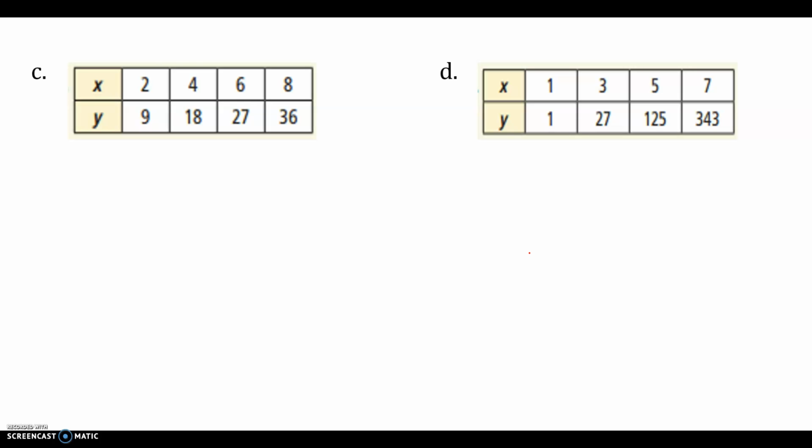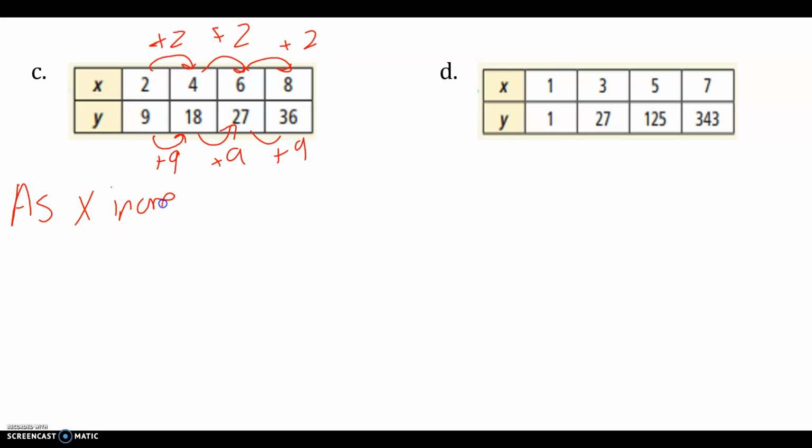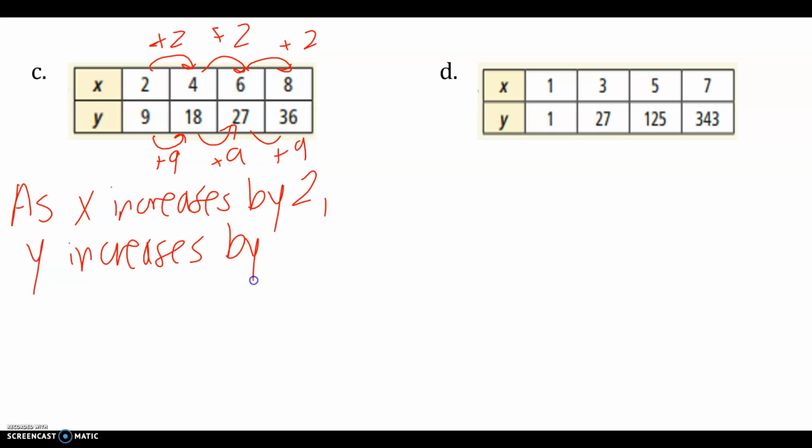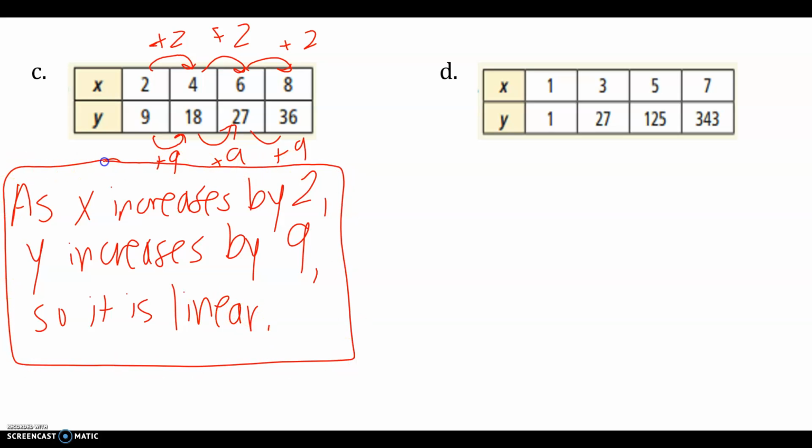Okay, we have 2 more. Letter C, from 2 to 4, add 2. From 4 to 6, add 2. 6 to 8, add 2. Good so far. The bottom, looks like we add 9. Add 9. Add 9. All right, we have a good thing. As x increases by 2, y increases by 9, so it is linear because it has that constant rate of change.